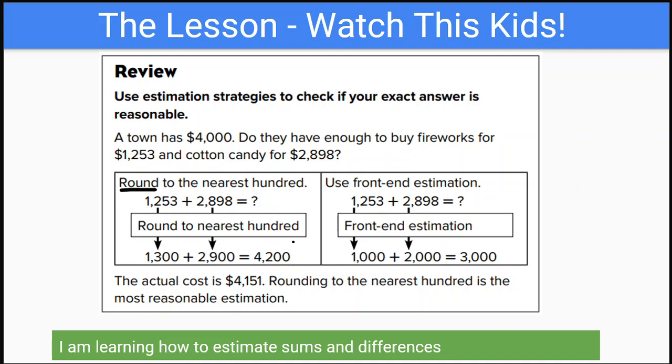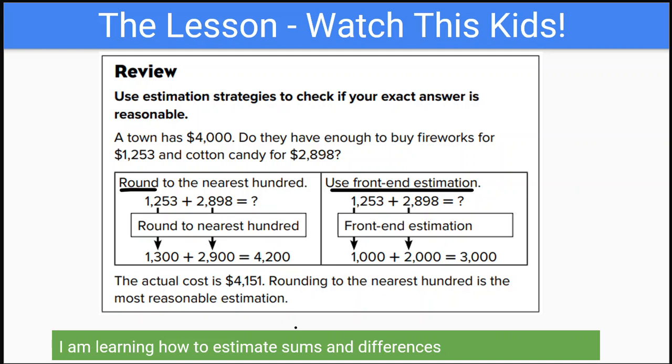Okay, well, the actual answer here is 4,151, and of course, the rounding is more accurate right here. This one right here was very close to 3,000. They called it 2,000, so you were a long way off from the actual numbers. So the actual cost was 4,151, and rounding to the nearest hundred is the most reasonable estimation. Now, when you're doing rounding, there's exact rules to it, but when you're using front-end estimation or any estimation, there's no rules to it. You just have to be close, okay?